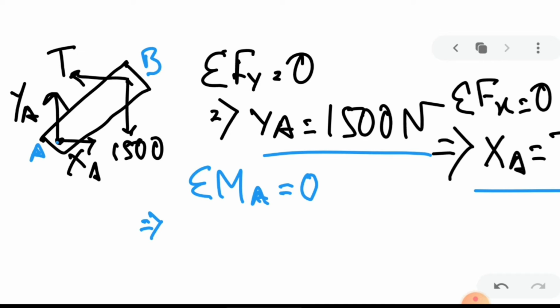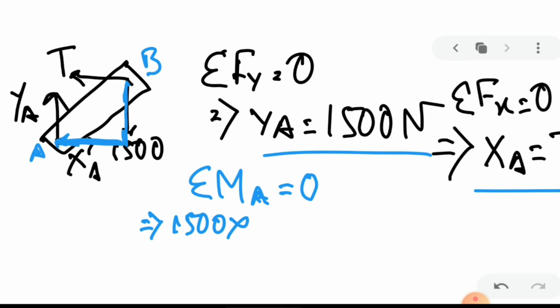We neglect the forces from this point and calculate the forces from the other points. The force is 1500 into distance. You can see that the force is in this direction, and the distance from point A is this. So what is the distance?